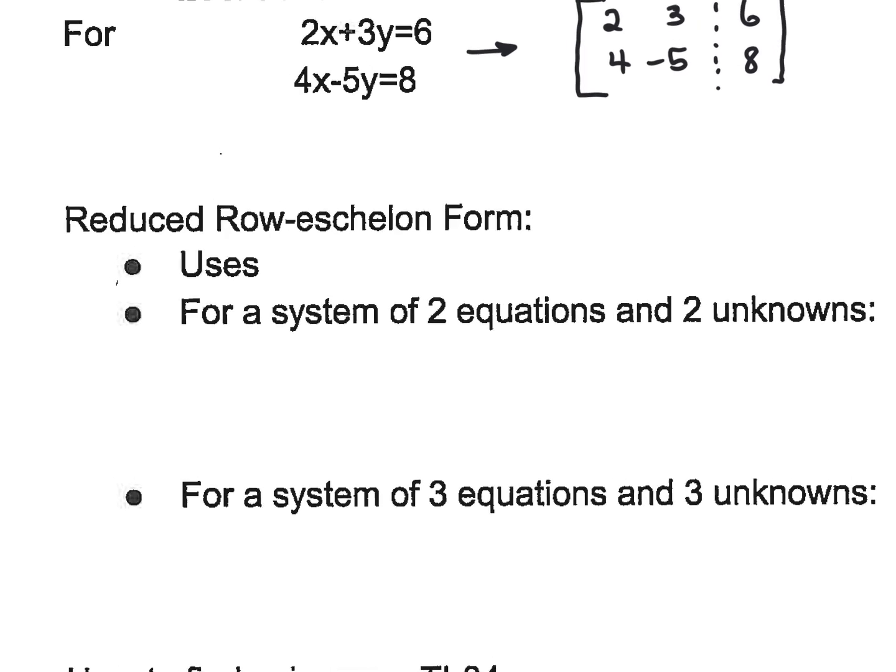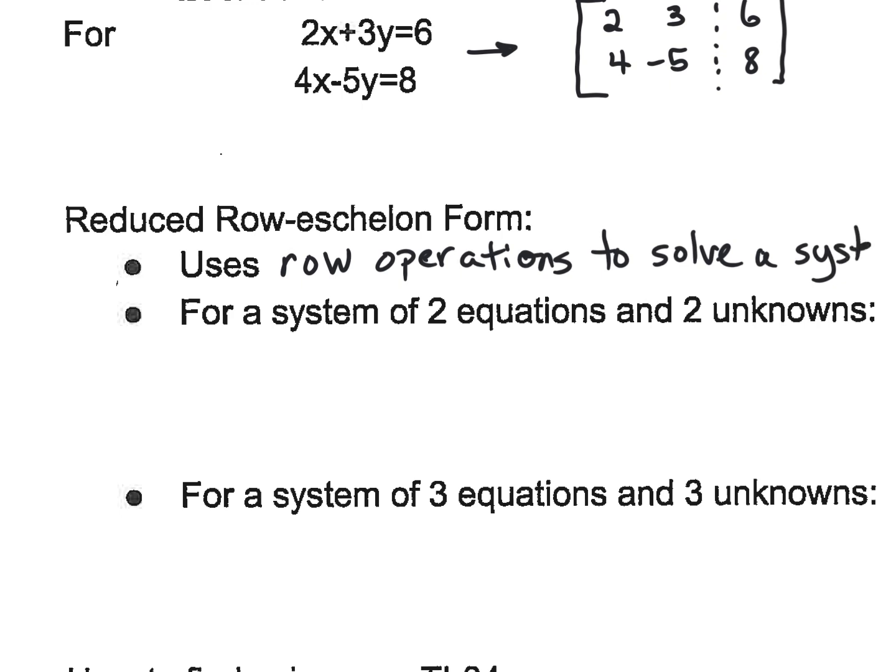Now, reduced row echelon form uses what you've used last year. You used row operations. You remember how you had to multiply a row and add it to another row and replace last year when you did matrix operations? Row operations to solve a system. Now, for a system of 2 equations and 2 unknowns, you will end up with a matrix that looks like this. 1, 0, and then some number that represents the solution for x. 0, 1, and some number that represents the solution for y.